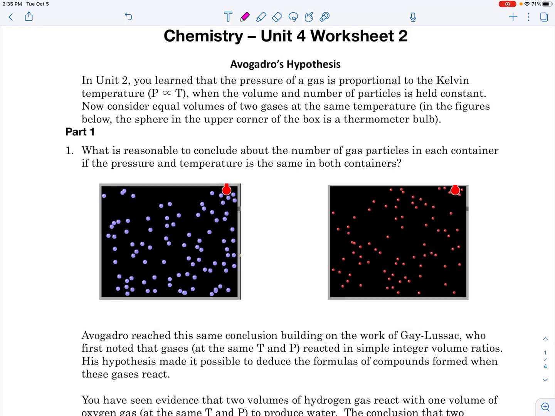Okay, for those of you working at home, I just want to go over some key points for this worksheet to help you to fill it in.